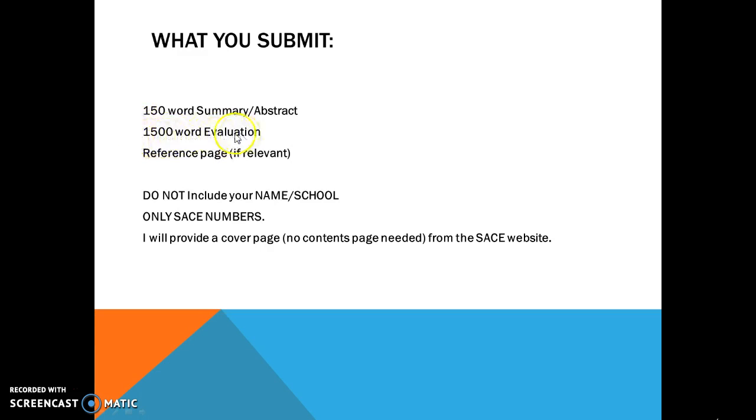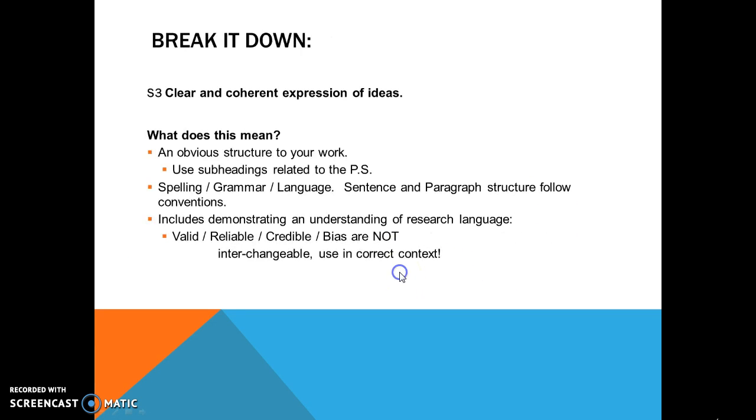The 1500-word evaluation with 3 performance standards, obviously it's going to break down to around about 500 words per performance standard. You're going to provide a reference page if it's relevant. Please do not include your name or your school. It should only have your SACE number on it. You don't need a cover page. I will provide you with one from the SACE website. It's the one that has to be on there for all work.